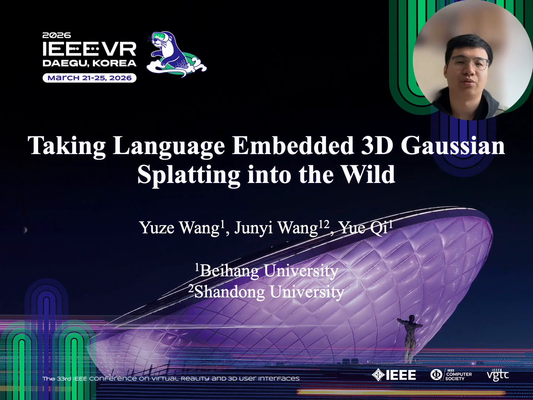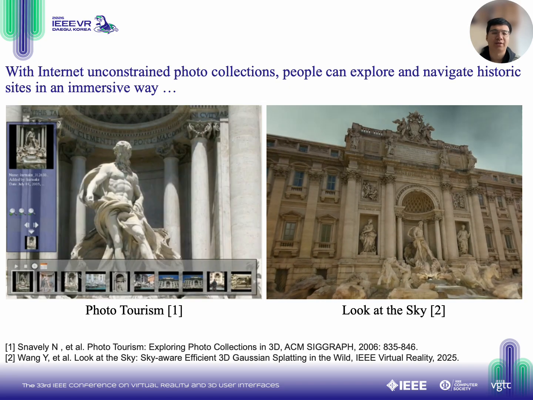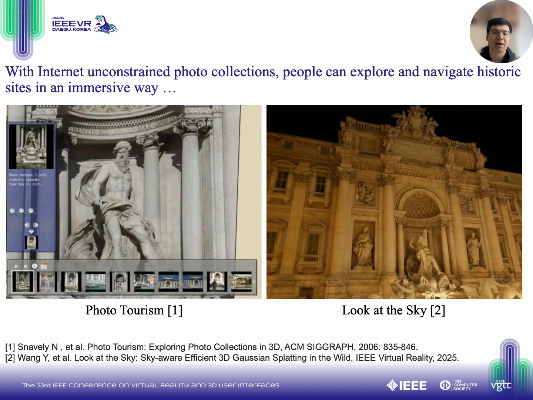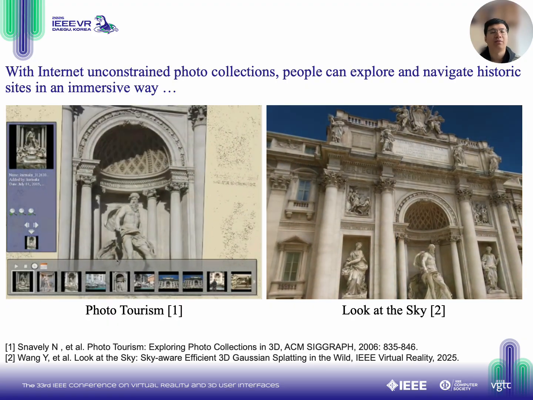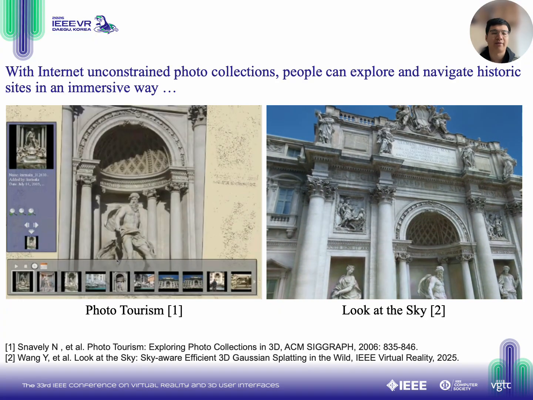It's my pleasure to present our work, taking language-embedded 3D Gaussian splatting into the wild. Over the past few decades, researchers have leveraged internet photos to reconstruct historic landmarks in 3D by using the unconstrained photo collections, which usually contain transient occluders and appearance variants. These approaches allow people to explore and navigate historic sites in an immersive way.